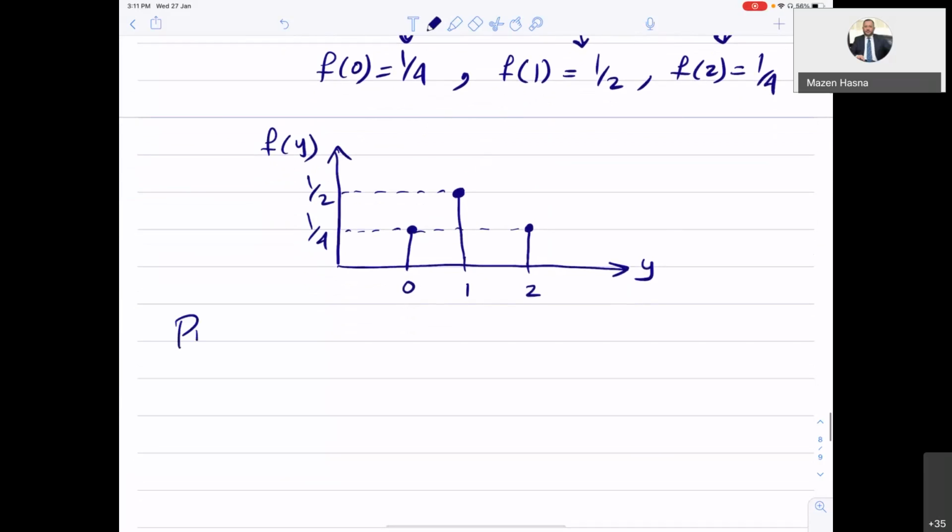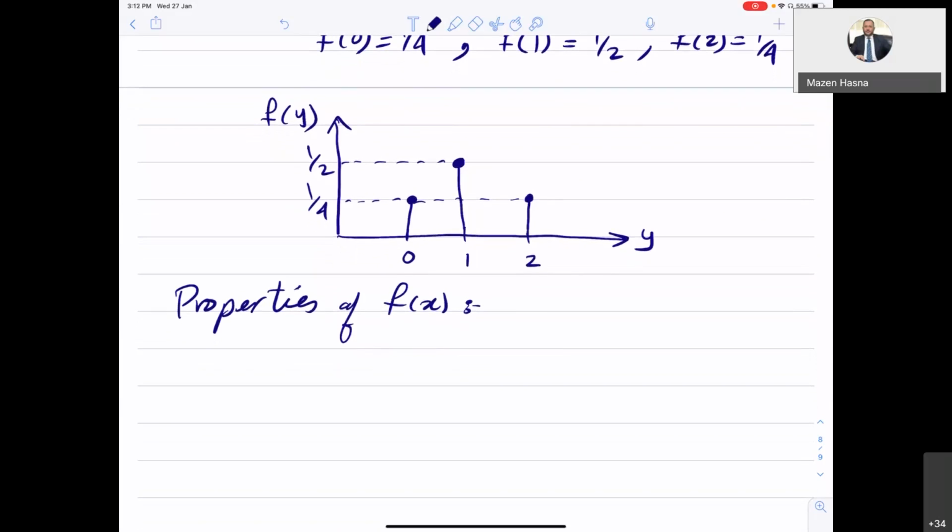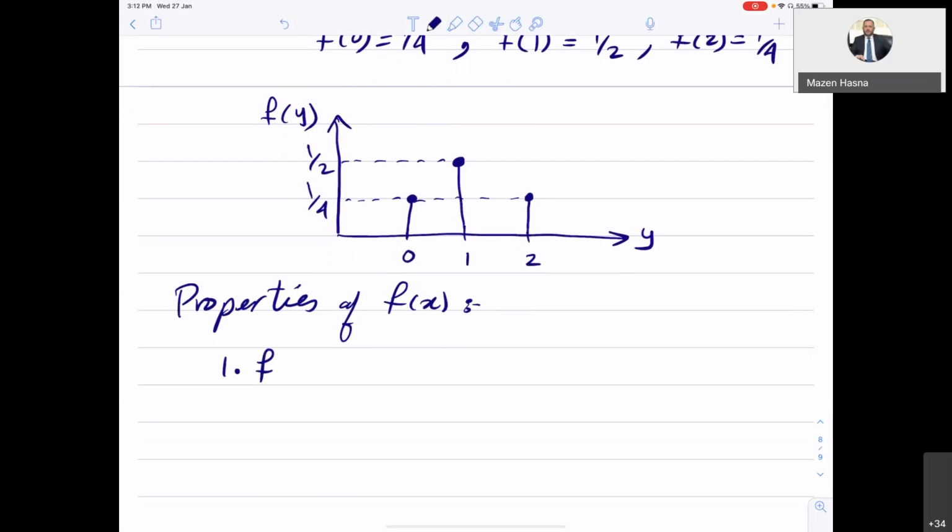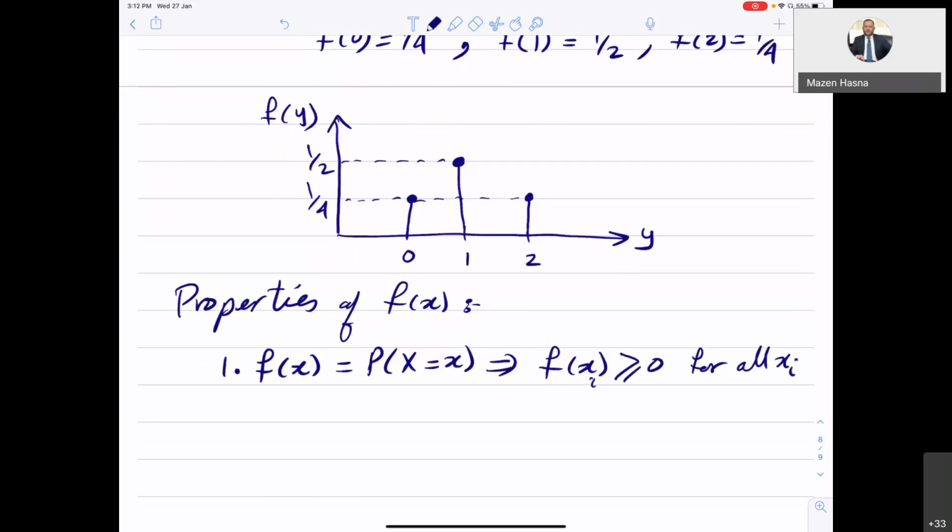Before we close, let me write some straightforward properties of f of x. And very simply, f of x by definition is probability of X equals x. So, which means f of x is a probability. So if it's a probability, it should be positive. I cannot have a negative f of x. F of x is the probability that the random variable takes a specific value. So f of x is always positive.